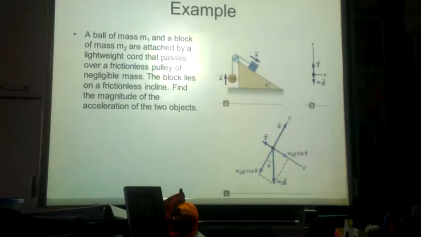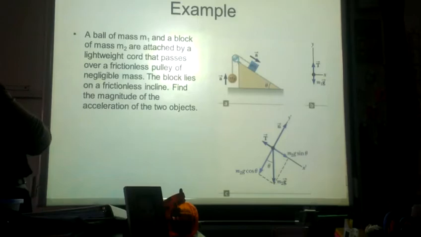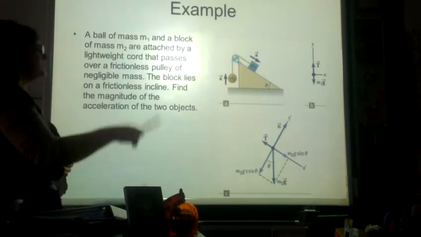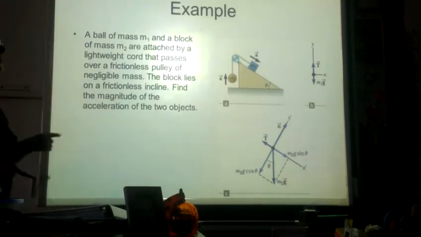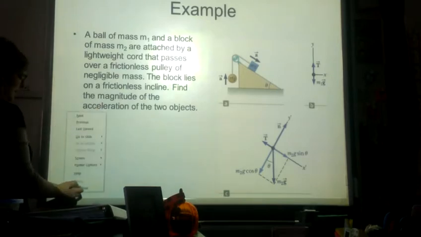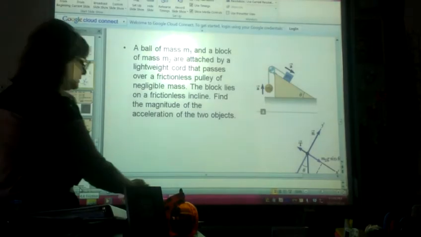So it says a ball of mass M1 and a block of mass M2 are attached by a lightweight cord that passes over a frictionless pulley of negligible mass. The block lies on a frictionless incline, so no friction, we are on Earth, children, and no air resistance. Find the magnitude of the acceleration of the two objects. So we just said they're attached, they're a system, so they have to be accelerating in the same way. Their magnitude of acceleration should be the same. So let's do this one.